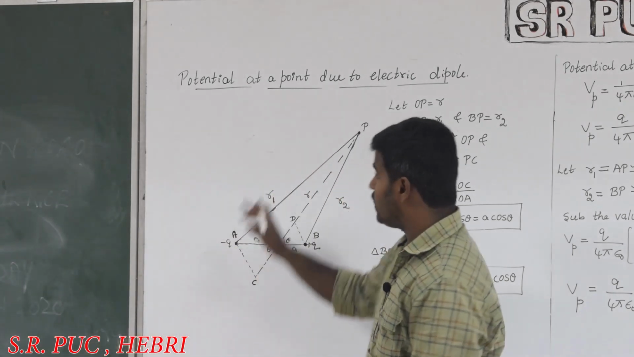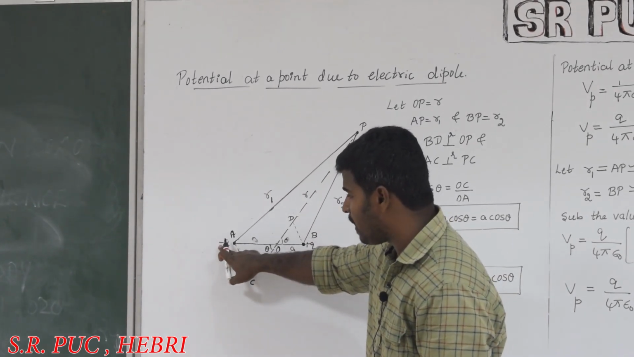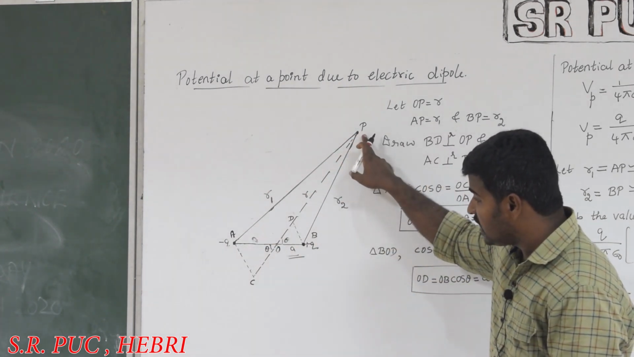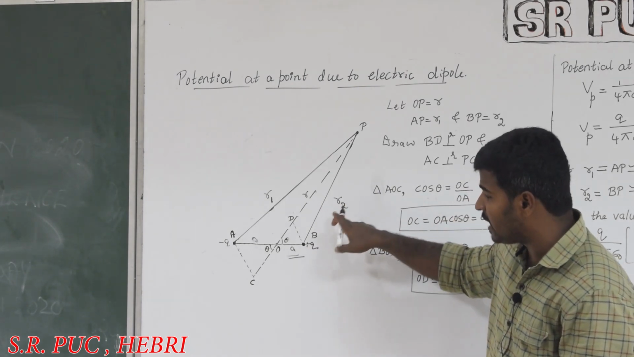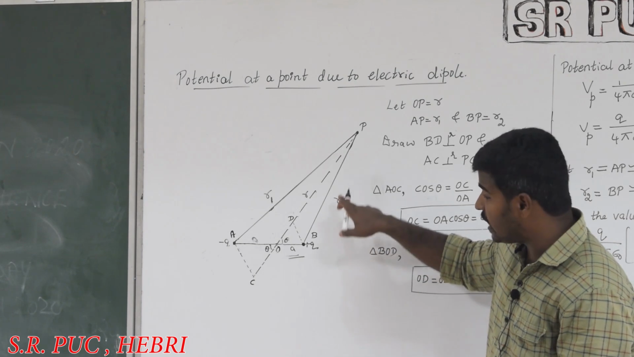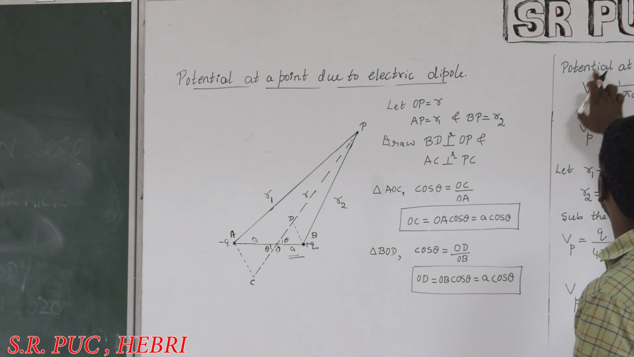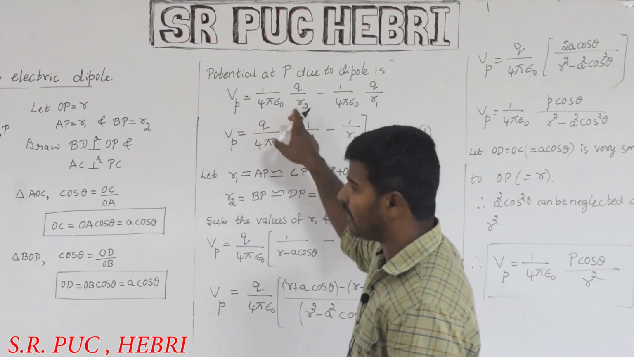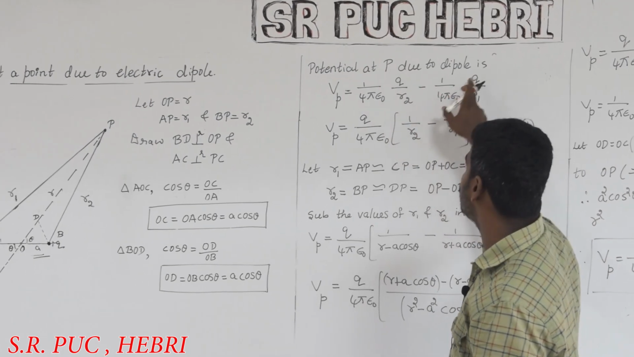Potential at a point due to the charge minus q is expressed by 1 by 4 pi epsilon naught, q divided by r1. Potential at point P due to the charge plus q, separated by the distance r2, is expressed by 1 by 4 pi epsilon naught, q divided by r2. Therefore, potential at a point due to an electric dipole is Vp is equal to 1 by 4 pi epsilon naught q divided by r2 minus 1 by 4 pi epsilon naught q divided by r1.